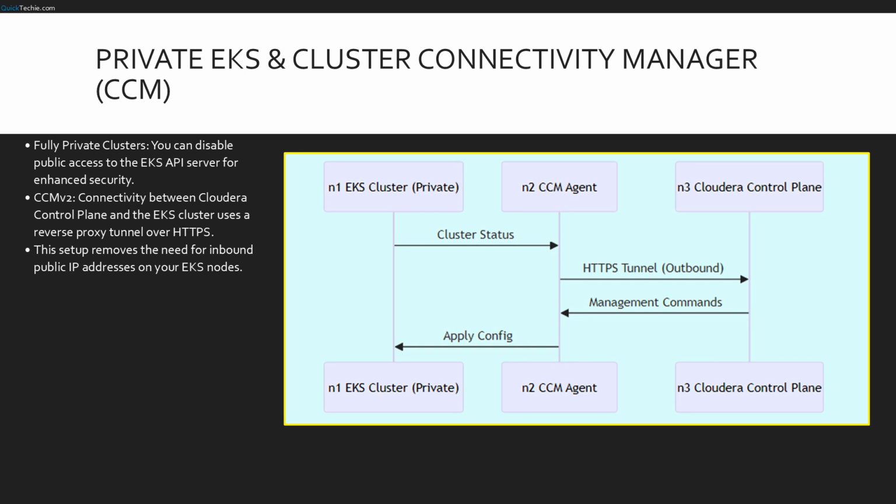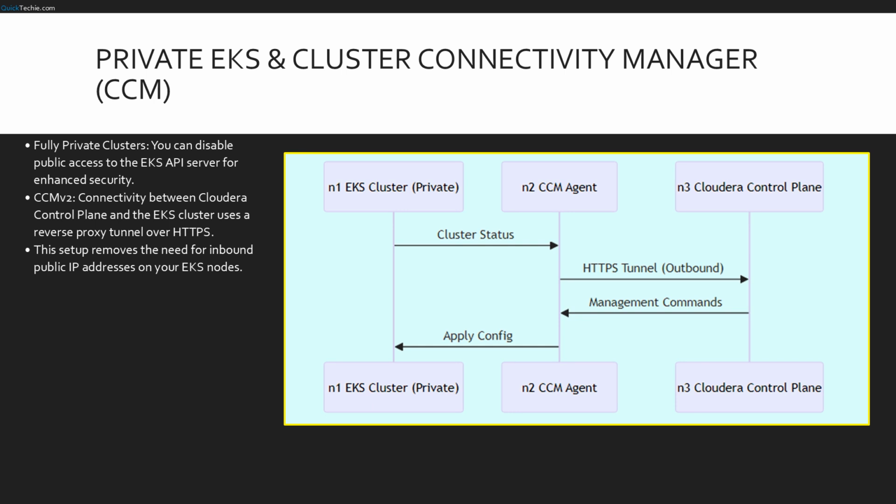This configuration restricts the EKS API server so it's not accessible via the public internet. Connectivity is maintained using Cloudera's Cluster Connectivity Manager, or CCM v2. CCM creates a secure, reverse HTTPS tunnel from your VPC out to the Cloudera control plane. This ensures that Cloudera can manage the cluster lifecycle without you having to open any inbound ports on your firewall.